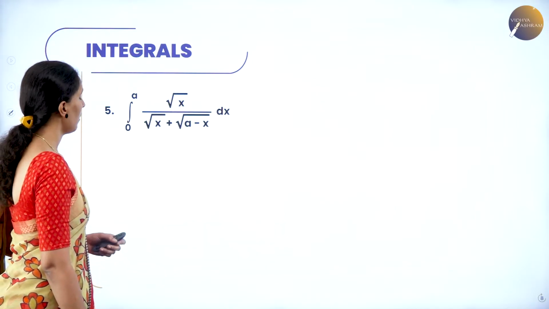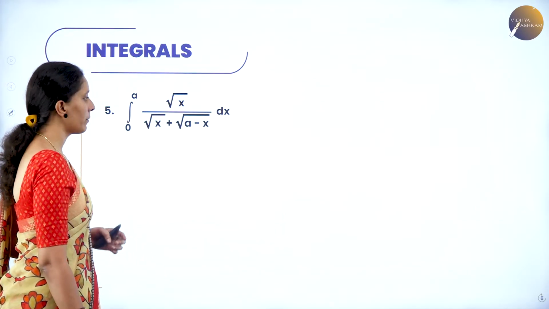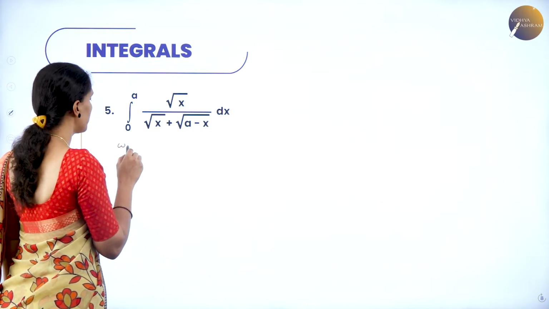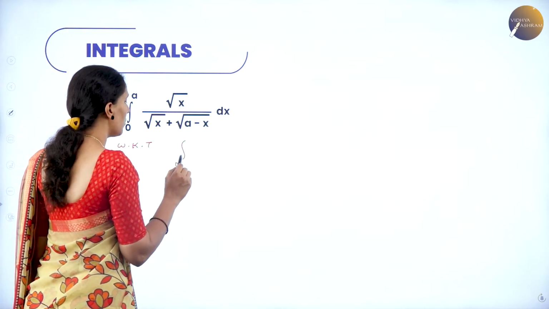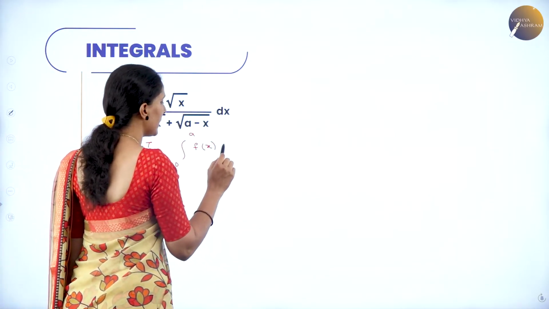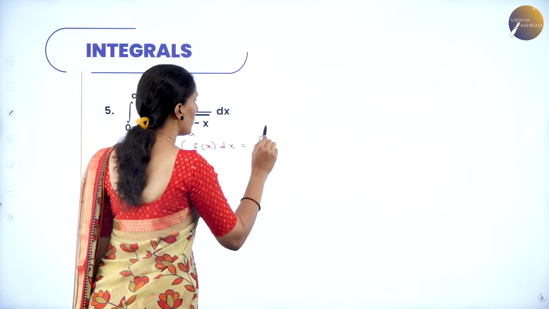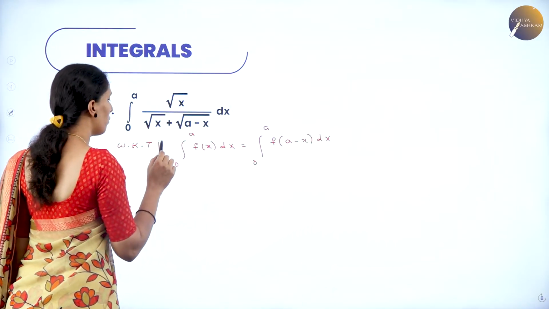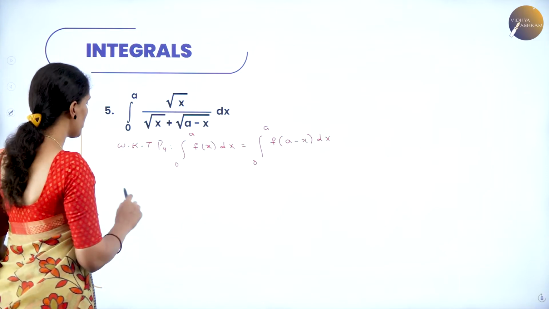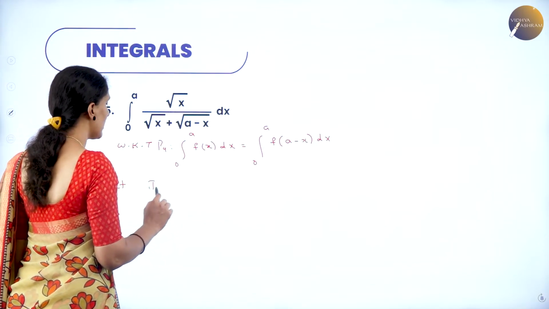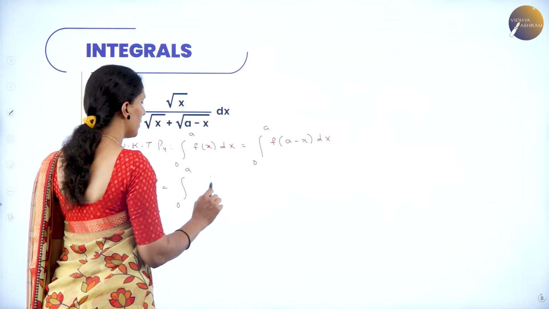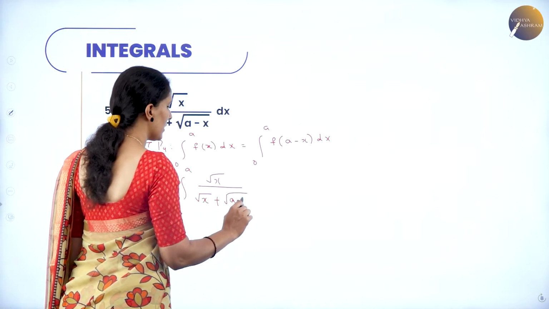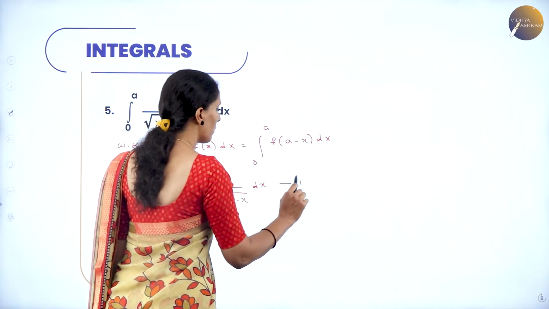Next, the integral from 0 to a of root x divided by root x plus root of a minus x dx. So here we know that the integral from 0 to a of f of x dx can be written as the integral from 0 to a of f of a minus x dx. That is property number 4. So now let I is equal to the integral from 0 to a of root x divided by root x plus root a minus x dx. Let me take this as equation 1.